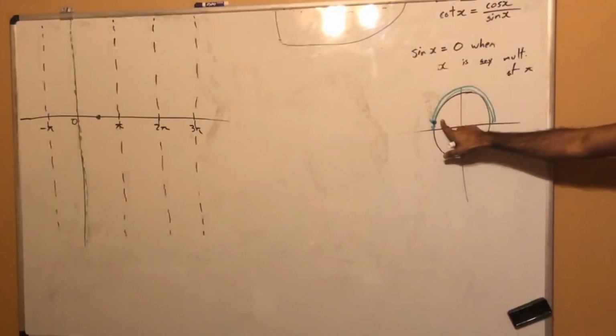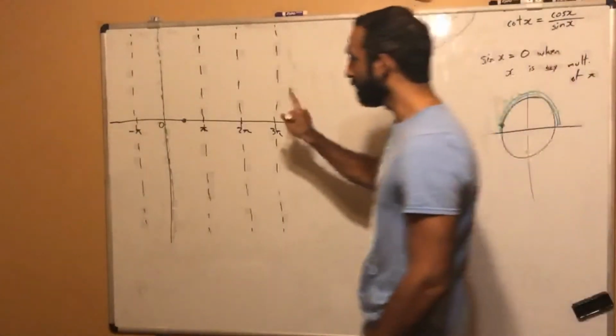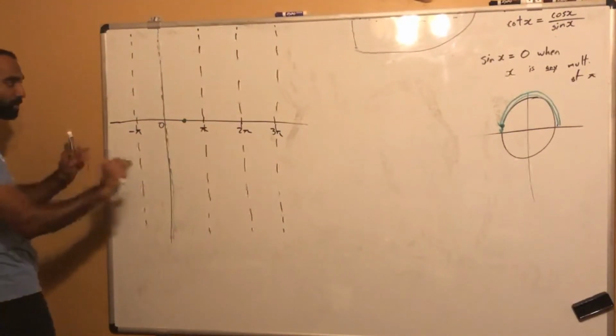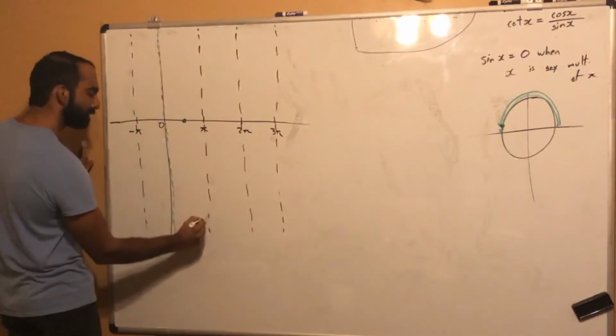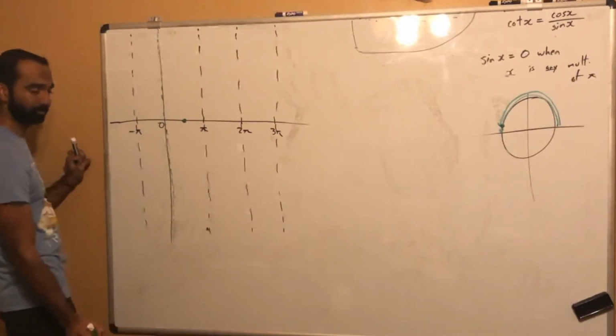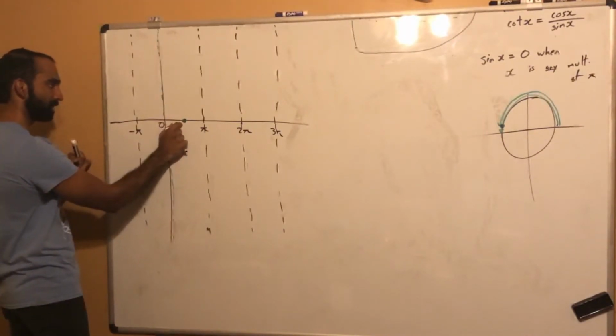What are the signs of the x and y coordinates at that point? The x would be negative and the y would be positive. Positive divided by negative is a negative. So unlike the graph for tangent, don't get this confused. For cotangent, when you move left to right, you're actually going down in your repetition. From there to there.